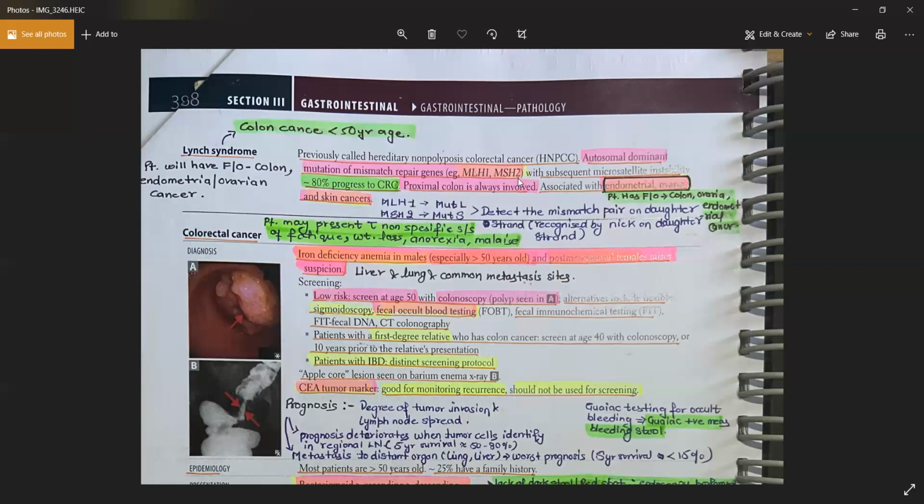Okay, and please remember, all of these patients will develop the cancer before the age of 50. While the normal sporadic cancer of the colon happens after the age of 50, right? But in case of Lynch syndrome, the patient age must be less than 50 for Step 1. You need to remember that. So whenever you encounter a patient having a cancer before 50 years of age, that means it is a familial case. It is a case of hereditary mutations. Is that okay?